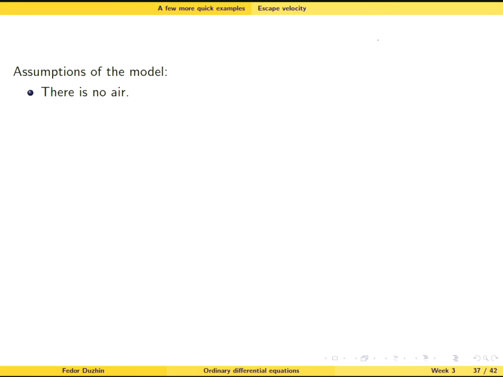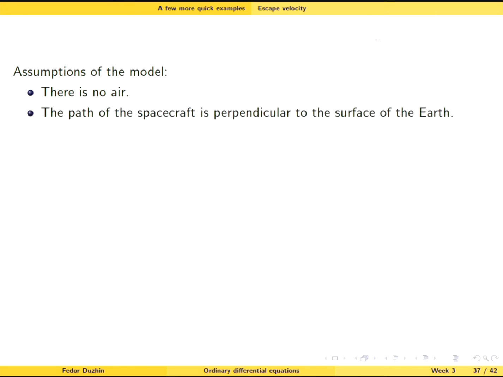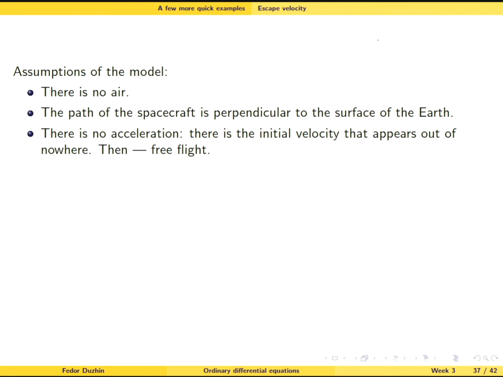we assume that there is no air, and we assume that the path of the spacecraft is perpendicular to the surface of the Earth, and that it is not a rocket. So there is no acceleration, it just has the initial velocity and then free flight.